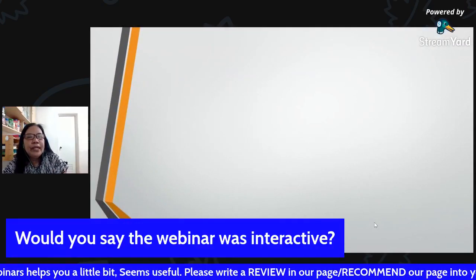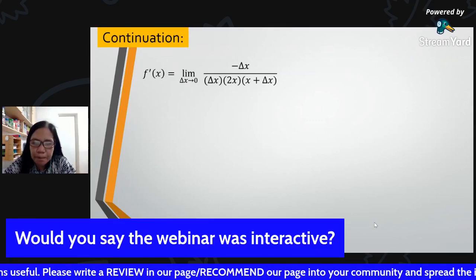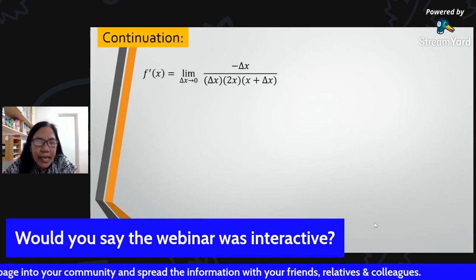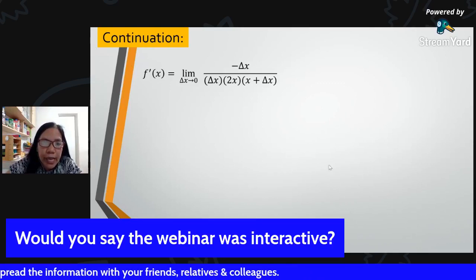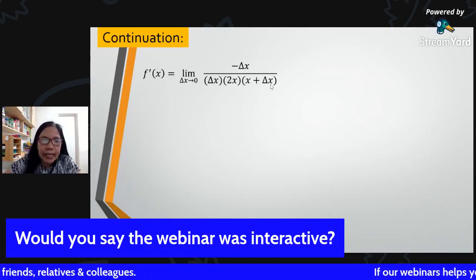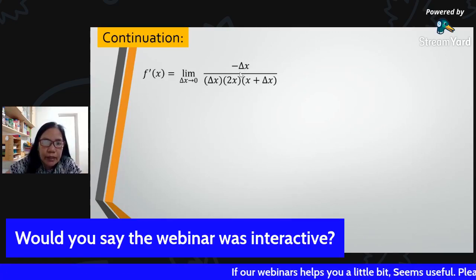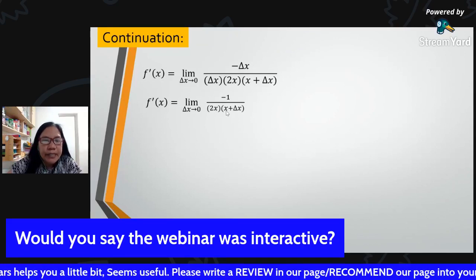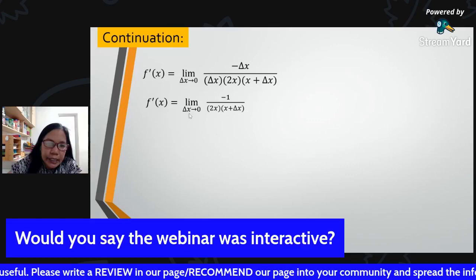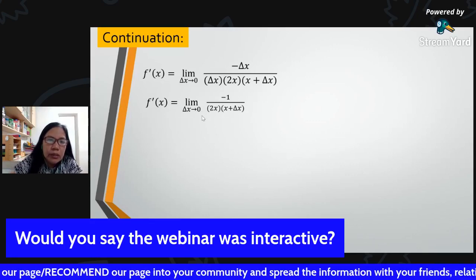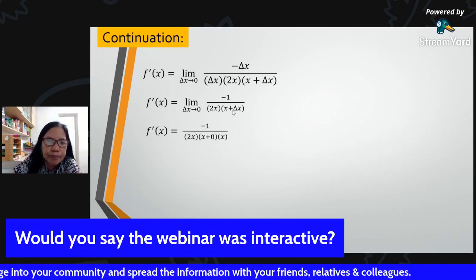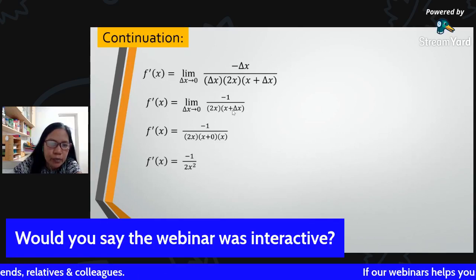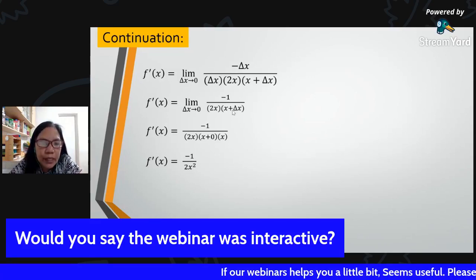So for the continuation, we have negative delta x all over delta x times 2x times x plus delta x. So we cancel this one. The remaining expression now is negative 1 all over 2x times x plus delta x. But getting the limit as delta x approaches 0, this delta x is 0, so we have negative 1 over 2x, and we have negative 1 all over 2x squared.